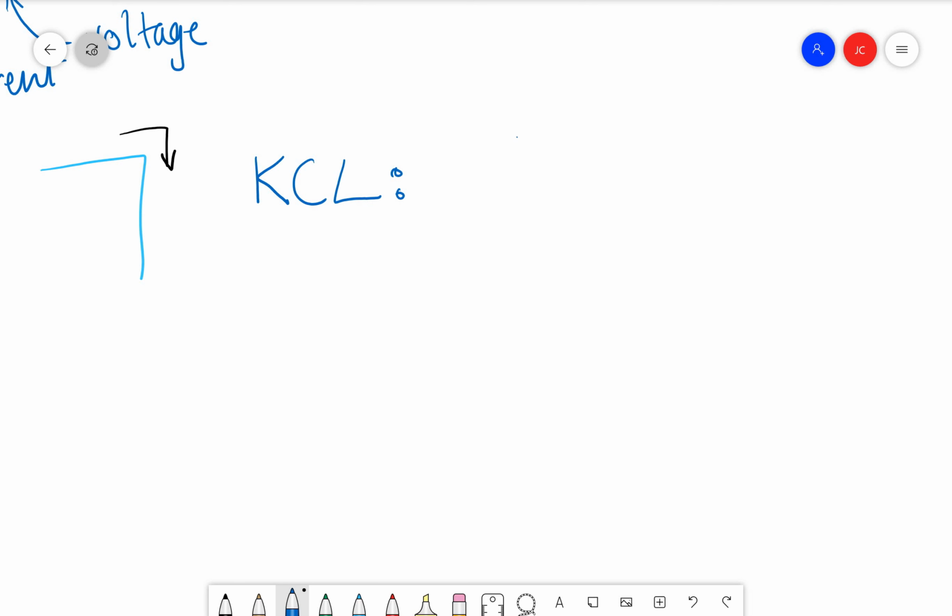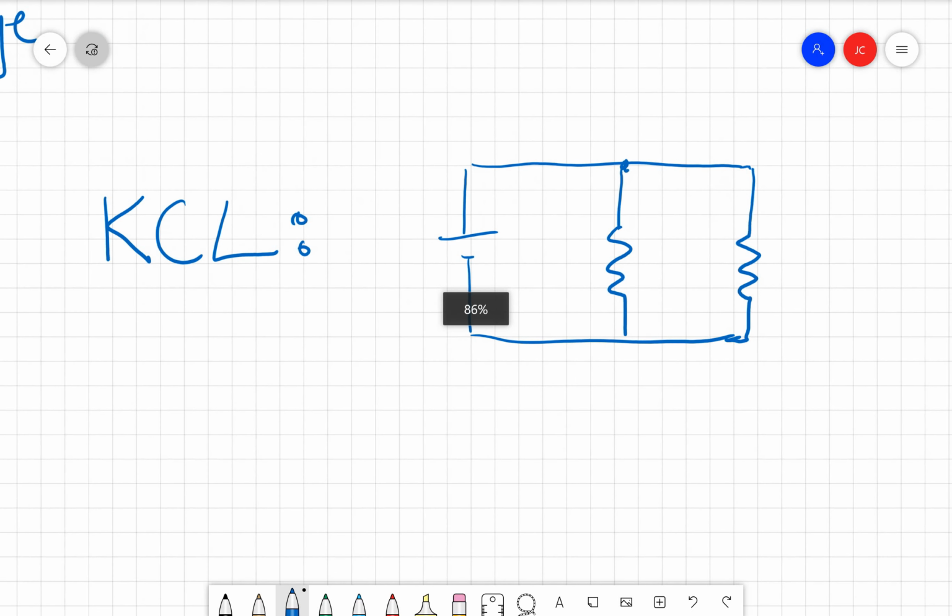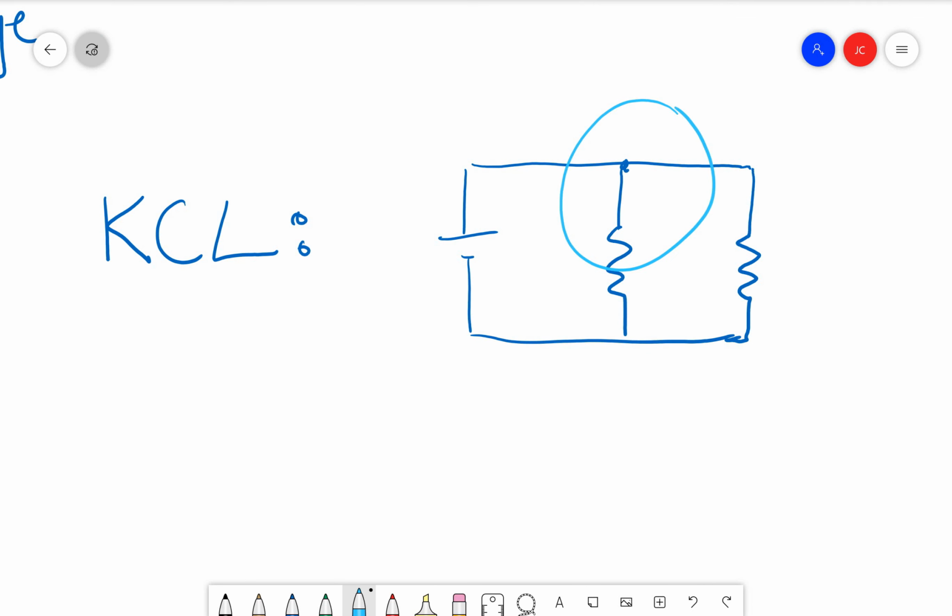And I'll draw just a really simple circuit. This is a battery. Here is a junction, you can see. And then there's going to be a resistor here. And there's going to be, sure, a resistor here. Why not? The whole point of this is that there's this junction here, which I'm going to zoom in on. Kirchhoff's current law says that the sum of the current that enters this junction is going to be equal to the sum of the current that exits it.